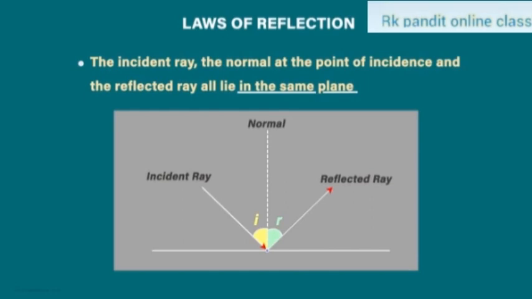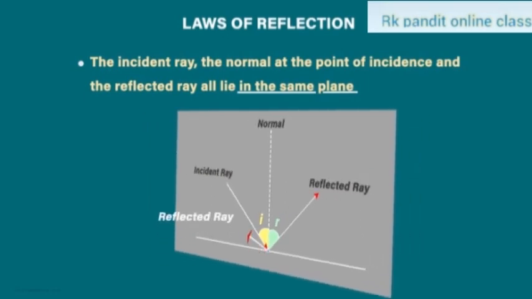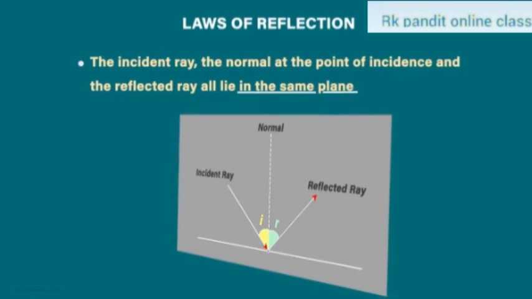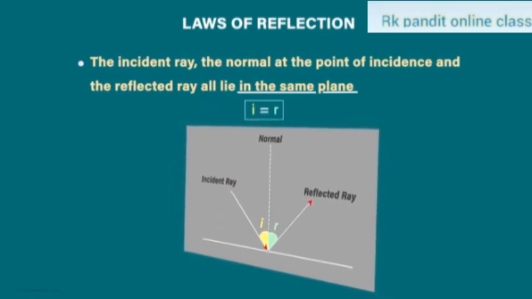For example, if the reflected ray is in this direction instead of this, then the diagram will look like this. The incident ray and normal are in the plane of the paper, whereas the reflected ray is not in this plane. This violates our second law, and hence this ray will not be reflected in that direction. This is just not possible. It can only be like this. I will be equal to R, and they will lie on the same plane.